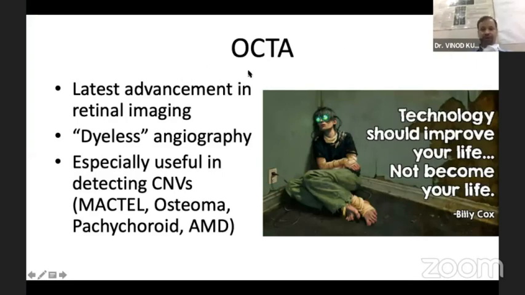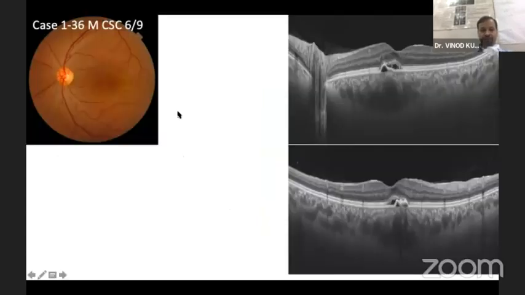Now, OCTA, we know, is the latest advancement in retinal imaging, what we call dyeless angiography. It is said to be especially useful in detecting CNVMs, which are otherwise difficult to detect because of the FA features, for example in conditions like MacTel, pachychoroid, and AMD. So let's see these spectrums one by one and how OCTA helps or confuses us.